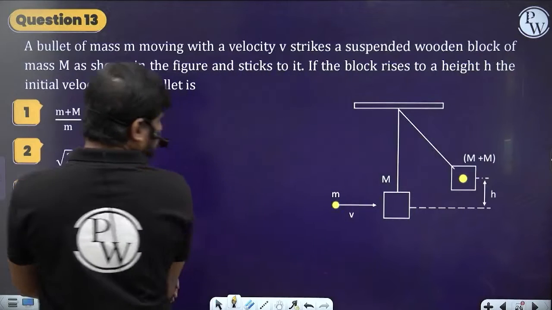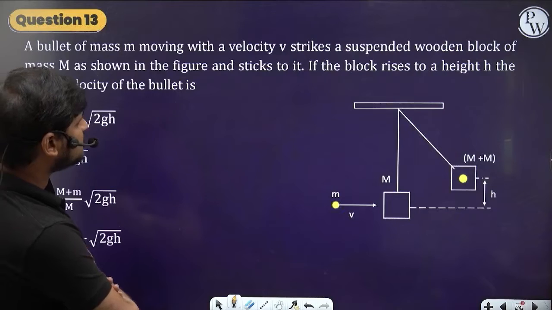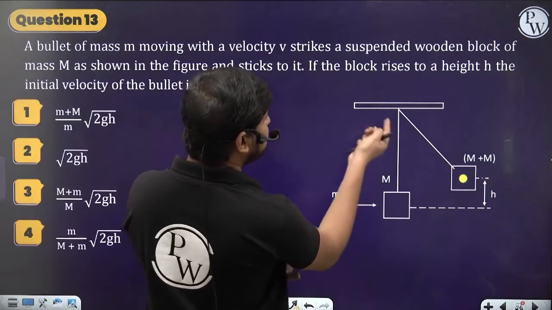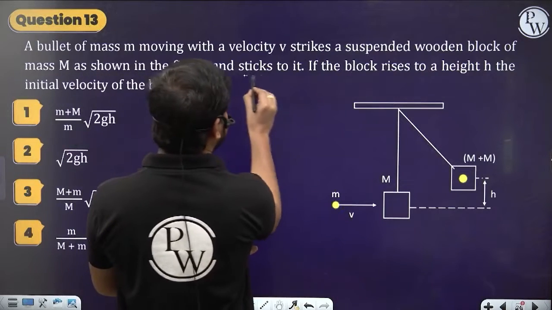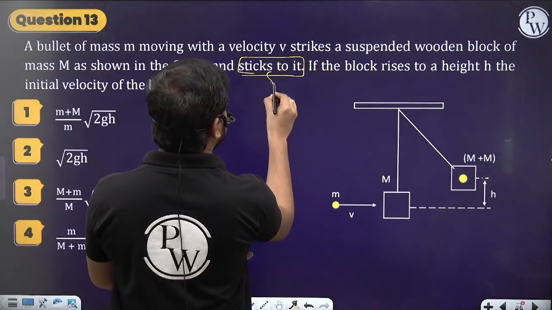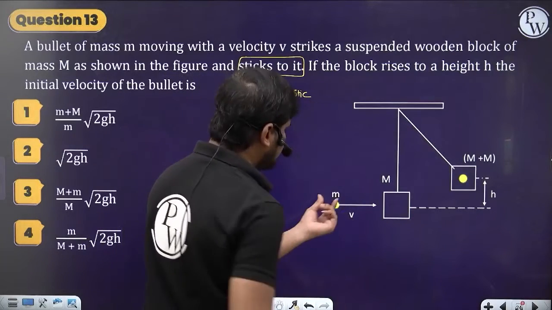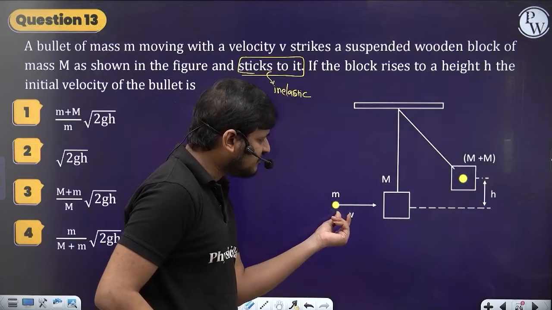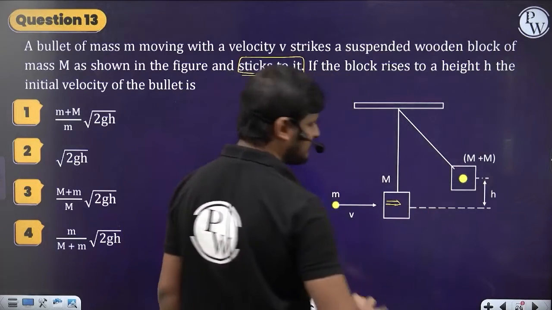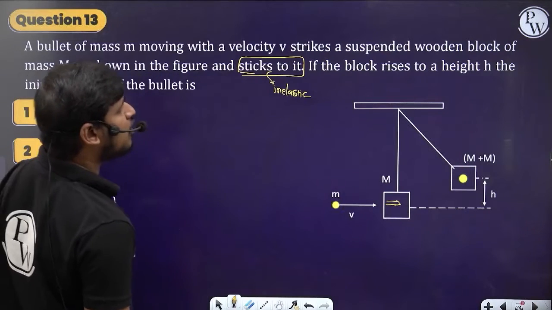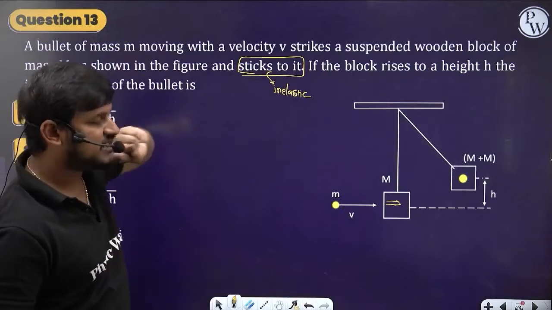So let's take the next question. What does the question say? A bullet of mass m moving with velocity v strikes a suspended wooden block of mass M as shown in the figure and sticks to it. So that means an inelastic collision happened between these two. Here m mass bullet is moving with velocity v and after collision it sticks to this one. Now if the block rises to a height h, the initial velocity of the bullet is, yes, very good question.